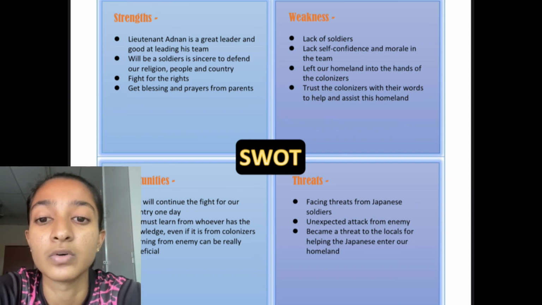Next is leaving our homeland in the hands of the colonizers without realizing their true intentions, trusting the colonizers with their words to help and protect our homeland. Next, about threats. Facing threats from Japanese soldiers. Unexpected attack from the enemy. Becoming a threat to the locals for helping the Japanese enter our homeland. Based on this story, Ibrahim became a threat to the locals for helping the Japanese enter our homeland and causing a hard war between the Malay, British and Japanese soldiers. That's all from me. Thank you.